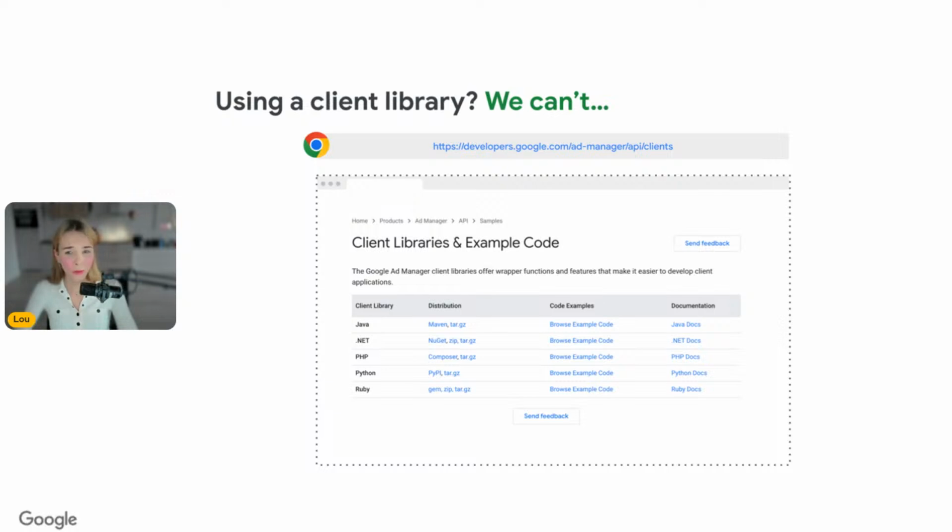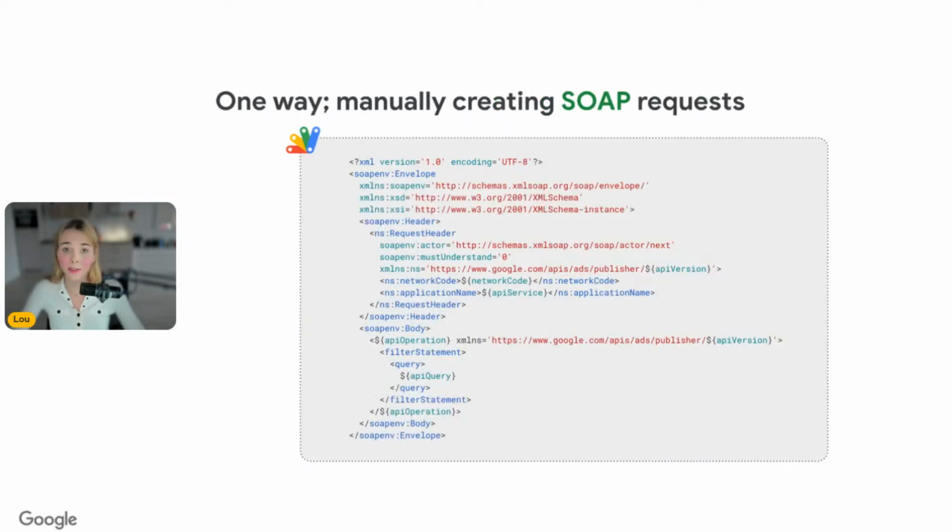Let's try to use a client library, right? So moving to our Ad Manager API reference, we can see there's some client libraries. We have Java, we have .NET, PHP, Python, and Ruby. Some of you are very familiar with some of those, but what we don't see in here is an AppScript library. We don't see a JavaScript library as well. So how can you actually call the Google Ad Manager API from AppScript if there's no client library for it? One way to do it is actually making a SOAP request. So currently, our Google Ad Manager API is accepting web requests via not REST, but SOAP.